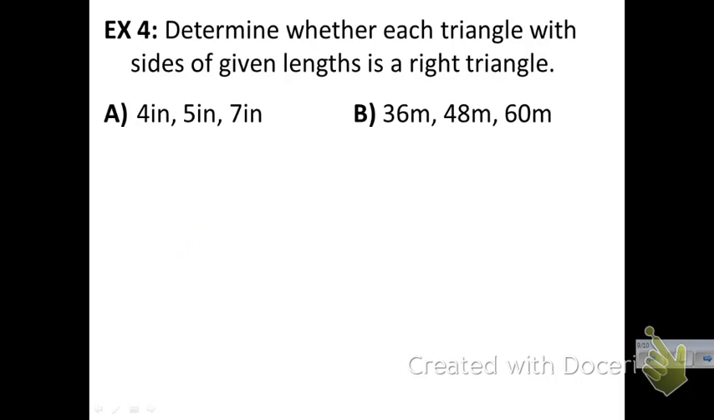So to do that, all we have to do is take 2 sides, add them together, and make sure they're greater than the 3rd side. So 4 plus 5 is 9. 9 is greater than 7. We're going to do that with all 3 sides. 5 plus 7, is this bigger than 4? Yes. And then the last 2 sides. 4 plus 7, is this greater than 5? Yes. So we know that it is a triangle.